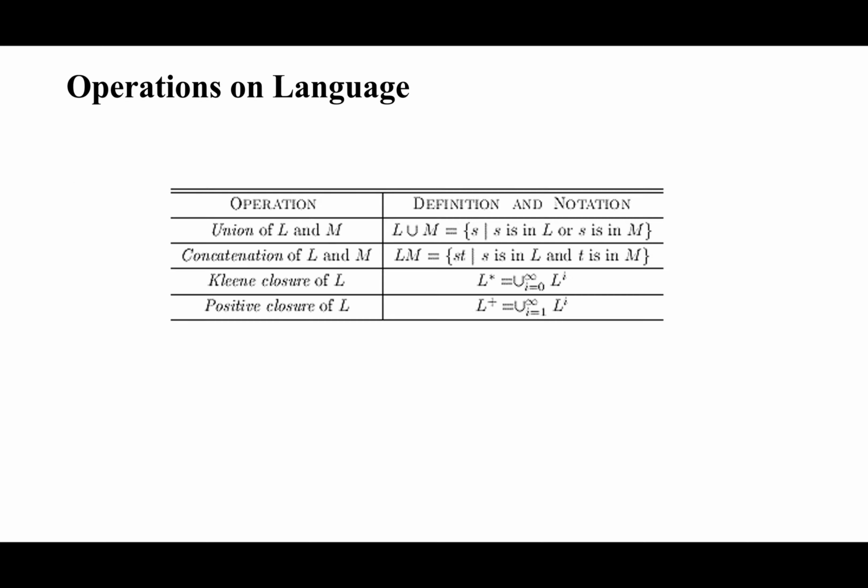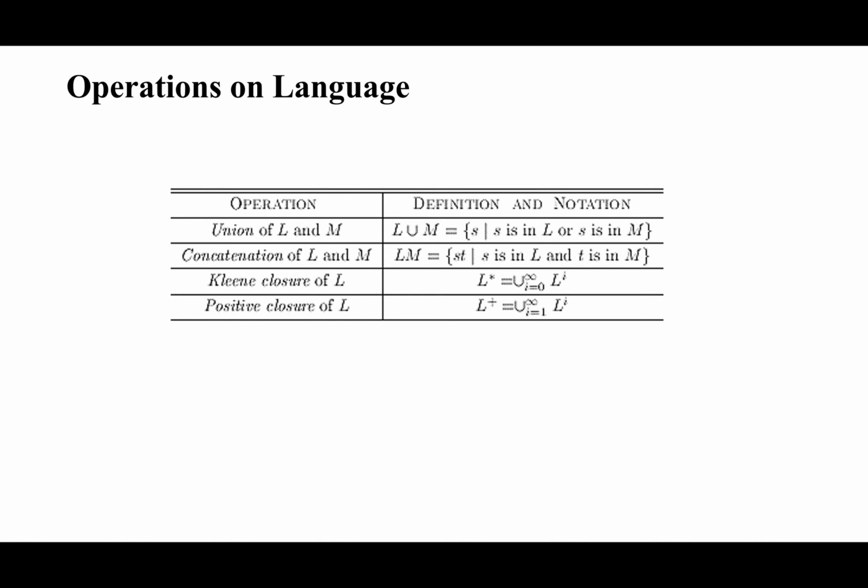Then operations on languages. There are several operations that can be applied to a language. The operations are union, concatenation, Kleene closure, and positive closure. Union of L and M, that is L union M, means the string is in L or the string is in M. So we are combining both. Then concatenation of L and M. So LM is the set of strings we get by adding a string of L and a string of M.